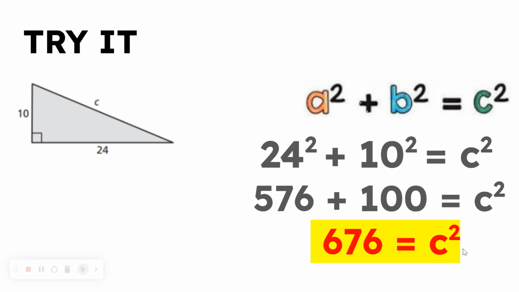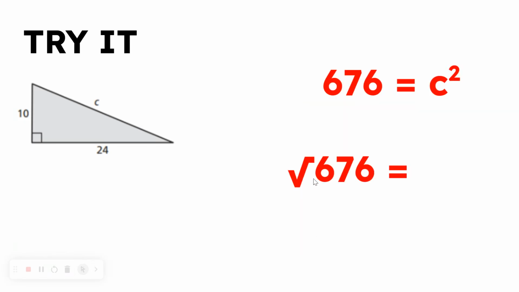So once again, we found c squared, but I want to know what c is. In order to undo a squared number, we have to take the square root. So if I take the square root of 676, on your calculator, hit that second button and the x squared button, type in 676, close that parenthesis, and hit equals. We find out that c is equal to 26. So our hypotenuse is 26 units.